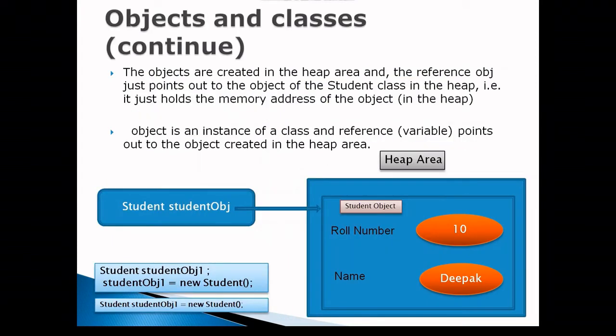The objects are created in the heap area, and the reference object just points to the object of the student class in the heap.